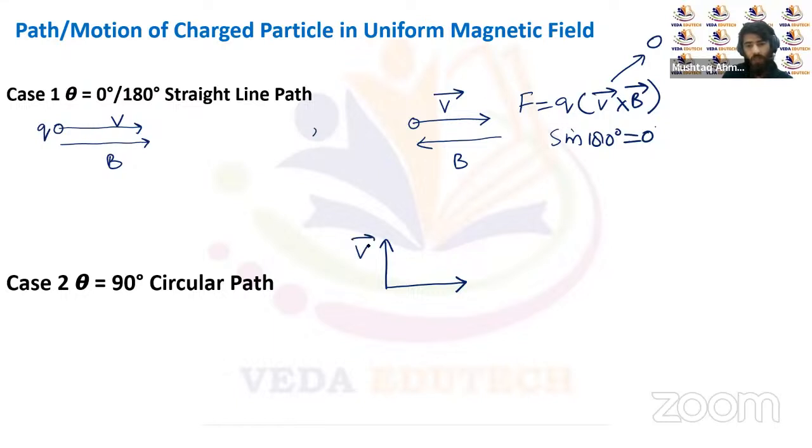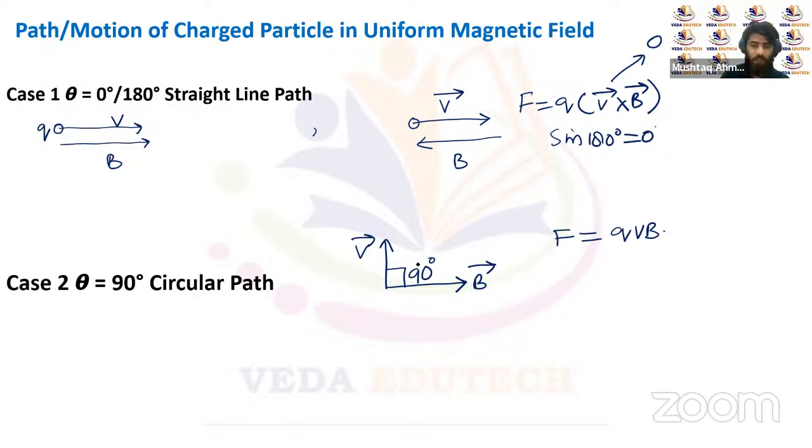So this is the velocity vector and this is the magnetic field vector, and the angle between them is 90 degrees. If this is the 90-degree angle, then the magnetic force on this particle will be QVB, and the direction of the magnetic force will be given by V cross B.